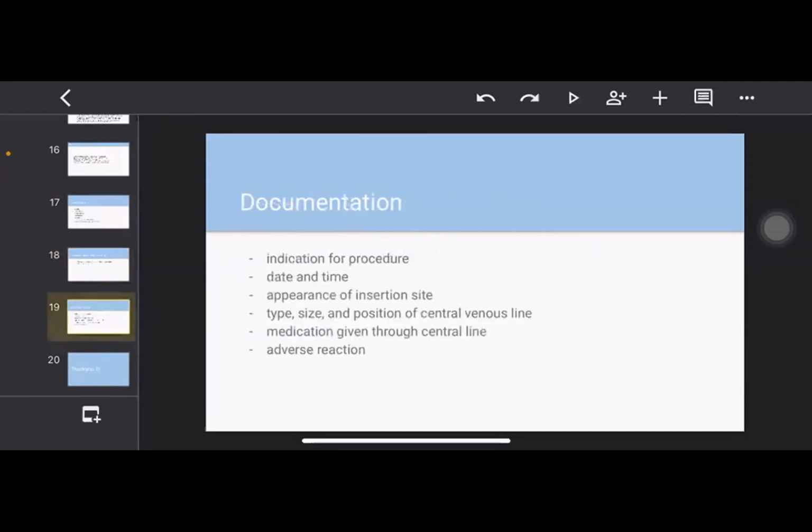And last but not least is documentation. This is for the indication for the procedure, we need to record the date and time and the appearance of the insertion site. And we also need to document the type, size, and position of the central venous line and medication given through the central line, and also note any adverse reaction of this procedure.